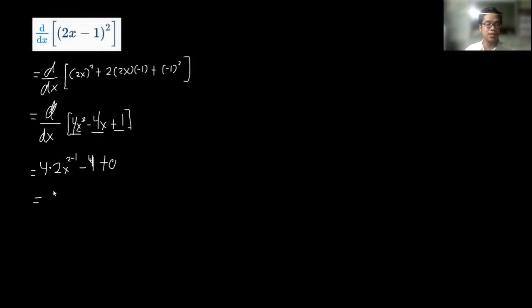So now let's simplify them. 4 times 2 is 8. And then subtract the exponent above. So 2 minus 1, we have 1. Leave it be. And then now we have -4. This could be your final answer, or you can simplify even further.